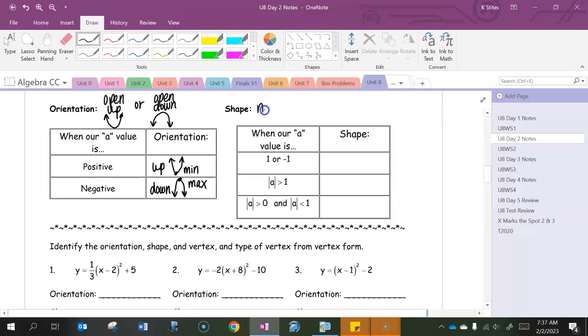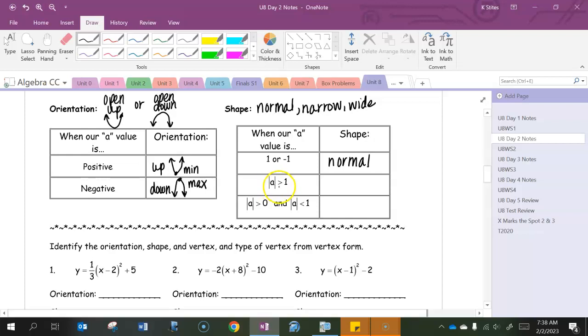So what we're going to call this is normal, narrow, or wide. When you're in Algebra 2 Trig, they'll give you some slightly different phrases for this. But for now, normal, narrow, and wide is fine for us. So when your a value is 1 or -1, we call our shape normal. Okay, the negative versus positive, all that does is it just flips the parabola over. It's not influencing the shape at all.